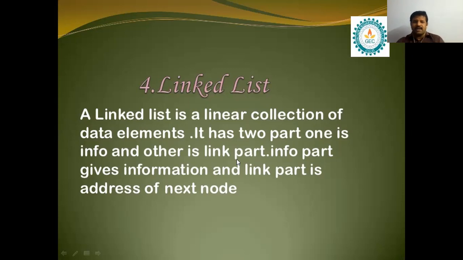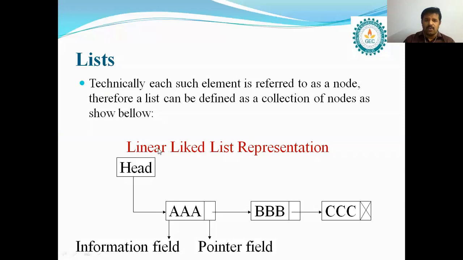The linked list is a collection of data elements where each data element can be called a node, and each node has two parts. The first part is called the information part or data part, and the other part is called the link part or address part. This address part will contain the address of the next node. This is called a linked list, and this is how we can represent it.